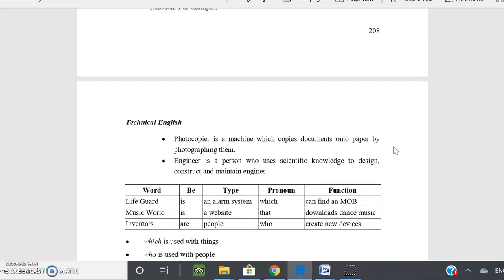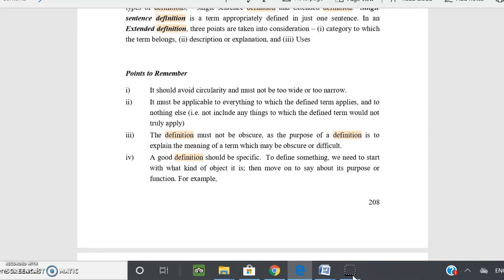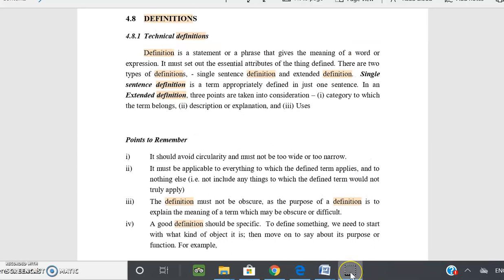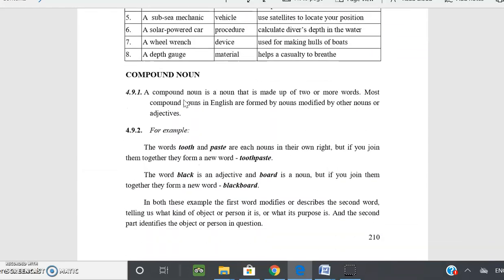Sometimes we may use two sentences, okay? Sometimes we may end up using two sentences also, which we call extended definitions. When the definition cannot be completed in a single sentence, you can even use two sentences. Okay. So now let us move on to compound nouns.